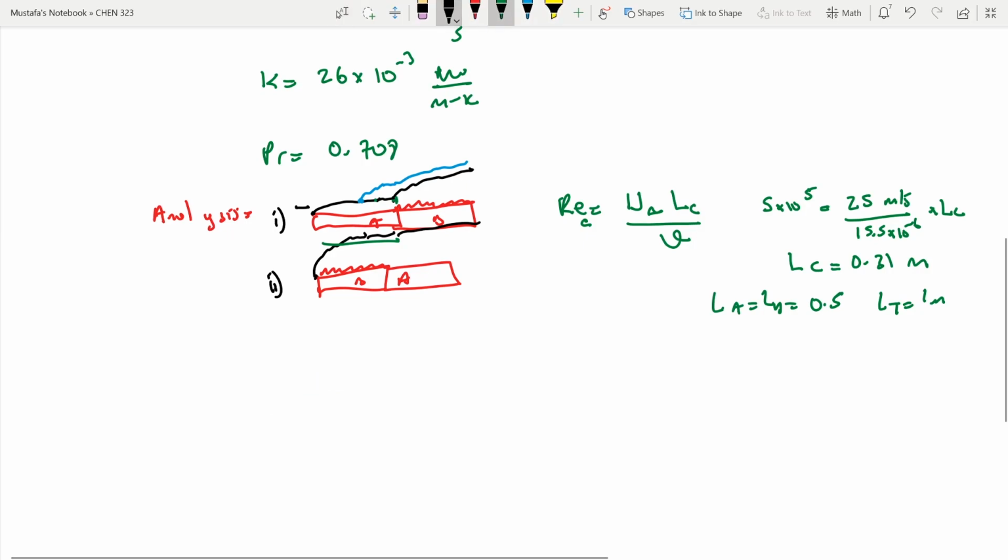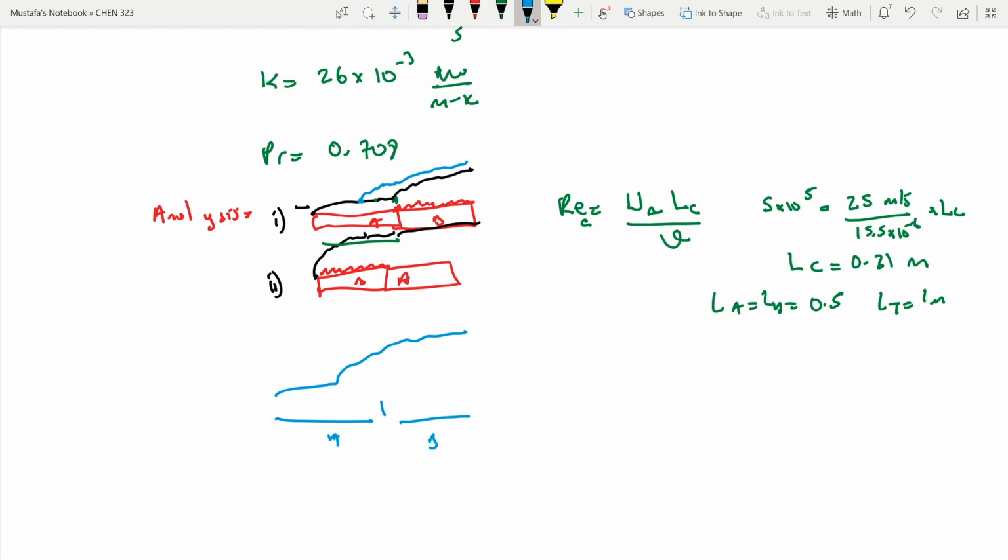So we start with laminar flow and then transition into turbulent. This is A, this is B. So this is a mixed flow regime, so we need to get an average property. So the average Nusselt number for this case, we talk about this equation.